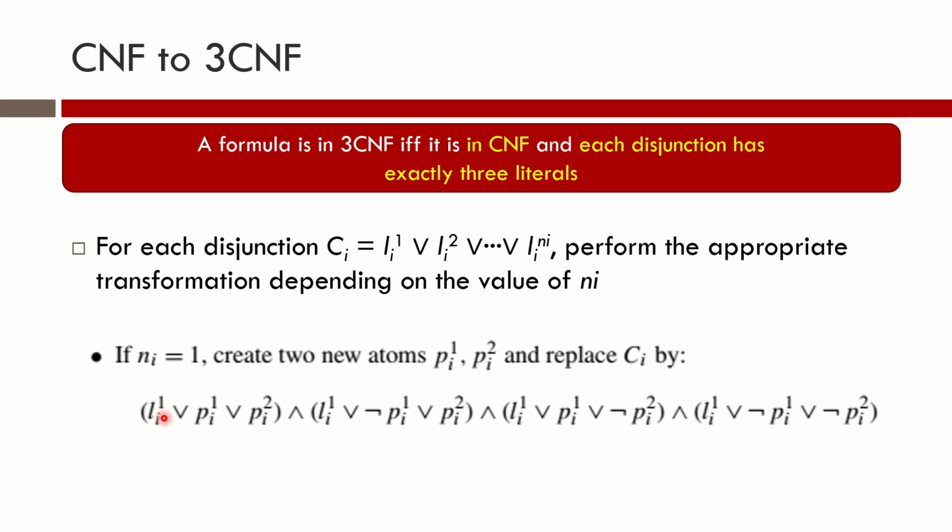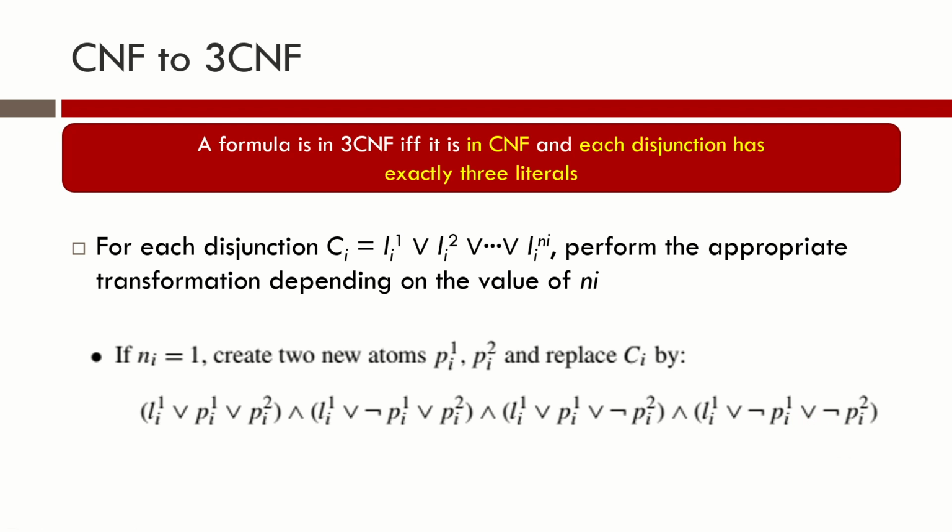If Li1 is false, and suppose Pi1 and Pi2 both have true values, in that case the first disjunction will have a true value. This disjunction also will have a true value, because here you have negation Pi2, which is false, but Pi1 is true. This disjunction also will have a true value because Pi1 is true. And this last disjunction will have a false value because we have Li1 which is false, negation Pi1 which is false, and negation Pi2 which is false. So the truth value of this entire formula will be false, which is equivalent to our original formula, Li1.